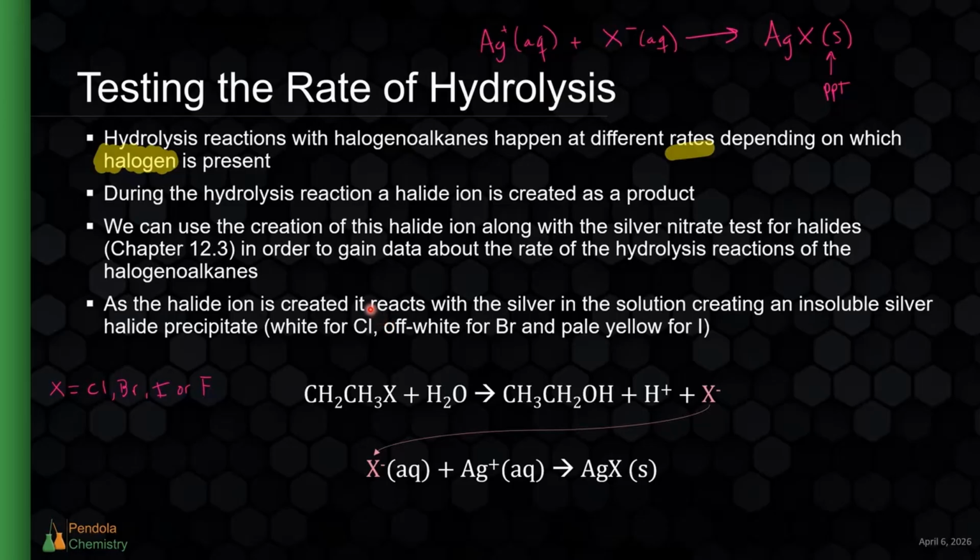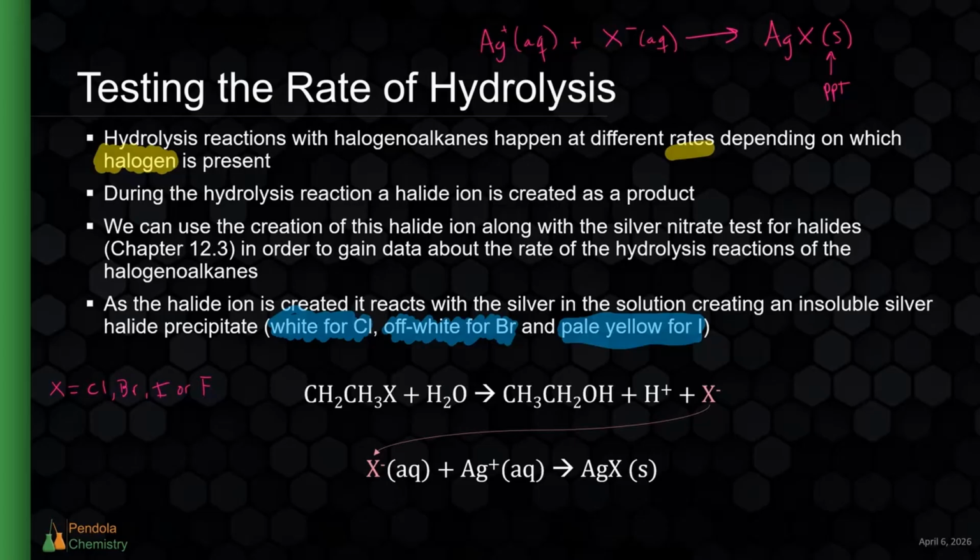So this will essentially form what we call a secondary reaction. As the halogenoalkane reacts with water or with alkali to form the alcohol, the halide ion is created. If we have silver ions in the mixture, the halide ion will then go and react with the silver ions to create a precipitate of silver halide. And as we saw in chapter 12, if that halogen is chlorine, then that precipitate will be white. If that halogen is bromine, then the precipitate is off-white. And if the halogen is iodine, then the precipitate is a pale yellow. So we are going to use this secondary reaction to gauge how quickly the hydrolysis of the halogenoalkane happens.